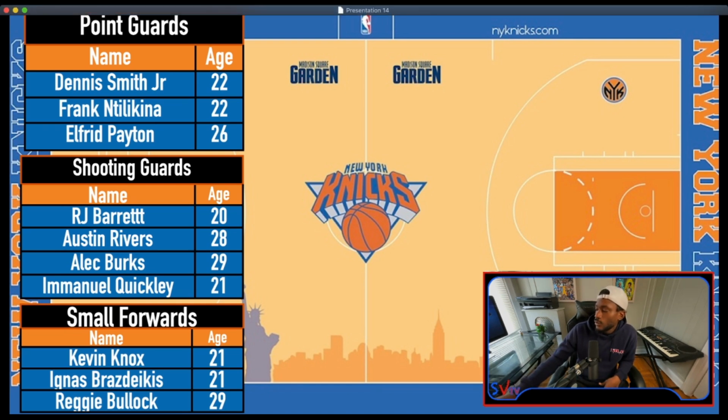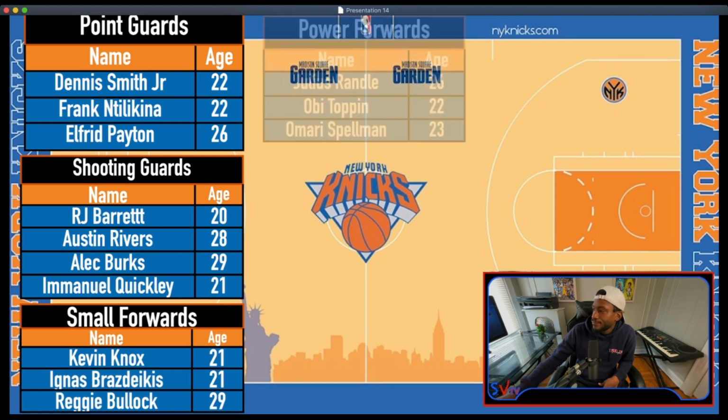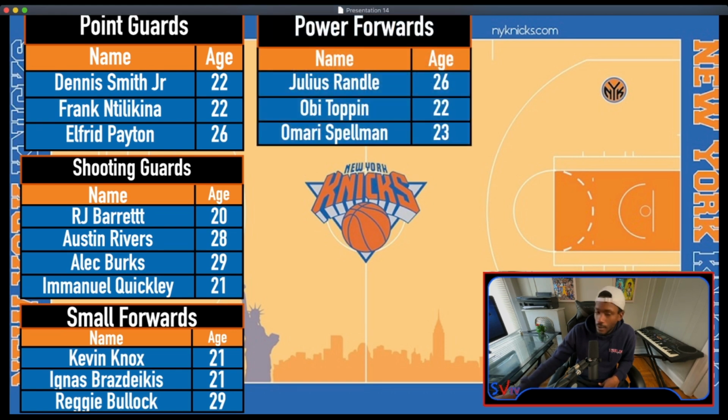Now, let's go to power forward, where I'm not necessarily happy. Boom. Still got Julius Randle starting, which is unfortunate. He's still here, but if he's going to be here, we might as well use him. And I don't want you guys to get upset, but why are you going to start Randle over Obi? Randle has no long-term future. I understand all of those feelings, all those questions.